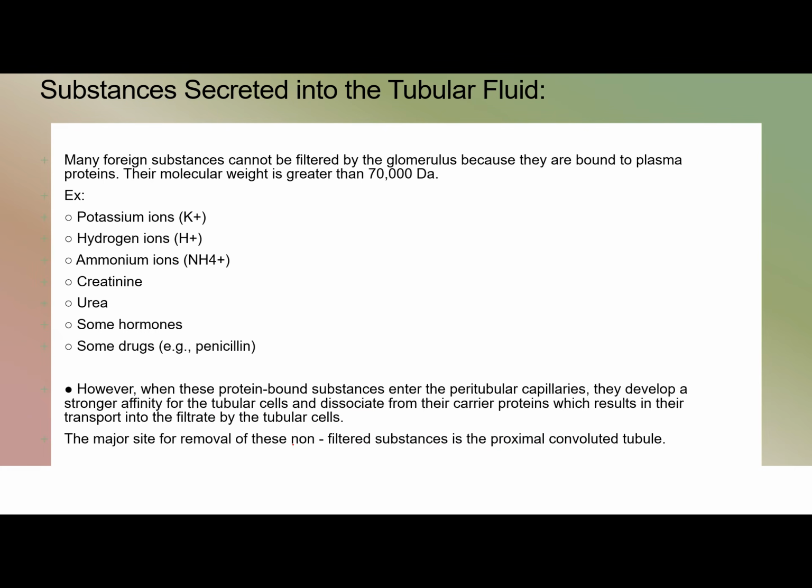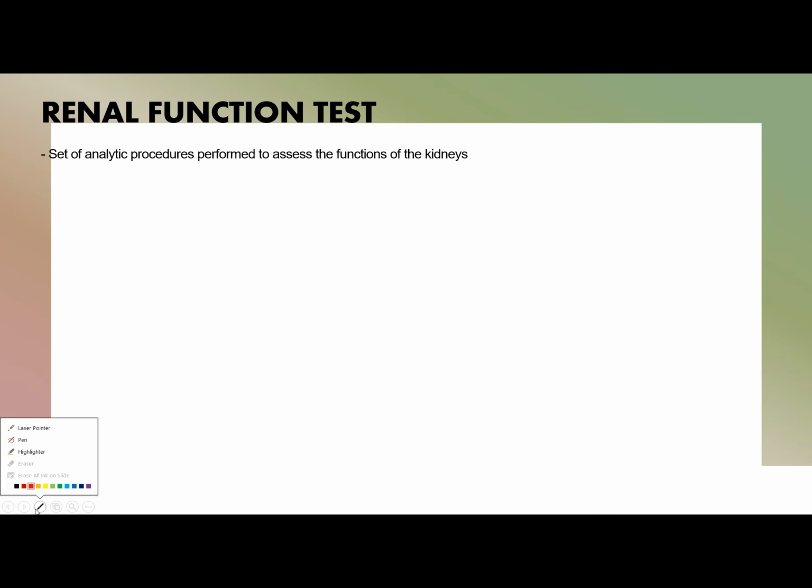Specifically, meron pala, ito pala, class. The major site of removal of these non-filtered substances is the PCT, specifically the proximal convoluted tubule. So, yun yung sagot dun, class. So, pag less than 70,000 daltons, si glomerulus. Kapag greater than, si PCT. Alright, let's continue naman with the renal function test.